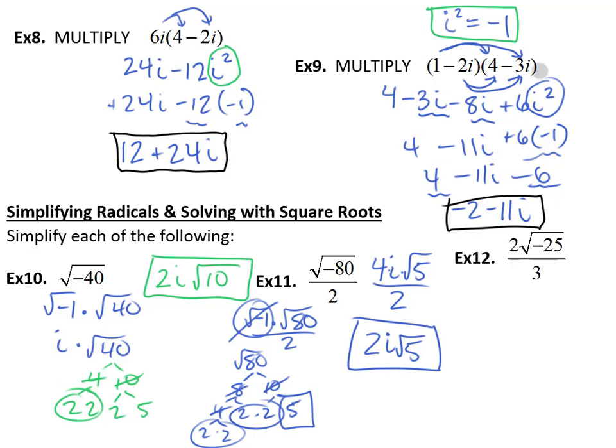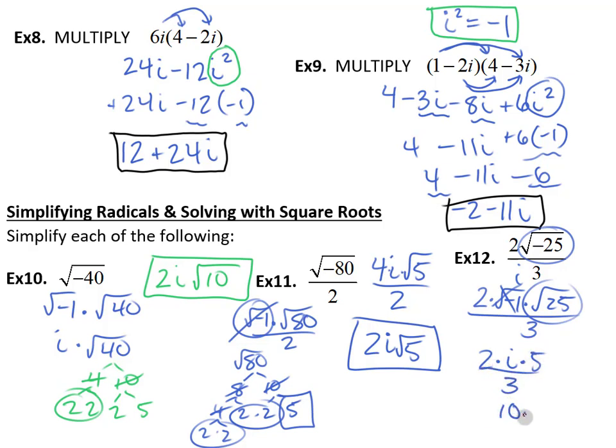Okay, one more example. Say we have 2 times the square root of negative 25 over 3. So once again, hopefully you're getting the idea. When I see a negative sign and a square root, i is going to come out for that negative sign. So you can think of this as 2 times the square root of negative 1 times the square root of 25 all over 3. So this is going to become i. Square root of 25 is going to simplify nicely for us. That's 5 over 3. And multiplying up top, we end up with 10i over 3.